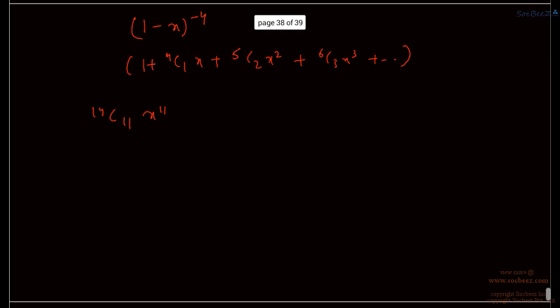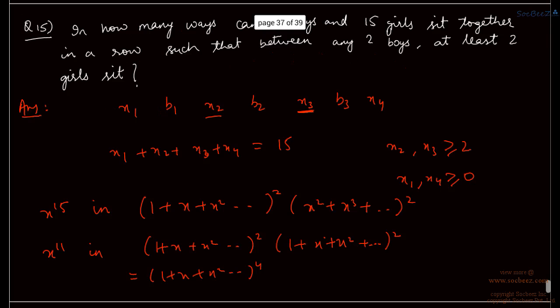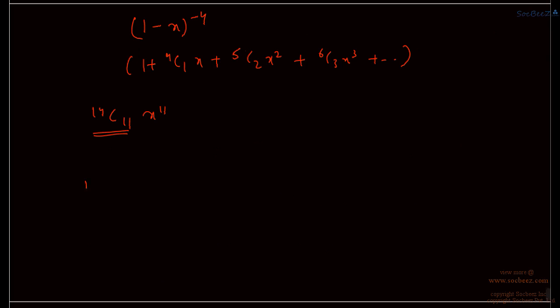Or this can be written as 14c11 for x power 11. So I need x power 11. The quotient is 14c11. So this is the number of ways x1 plus x2 plus x3 plus x4 can be taken such that x2 and x3 are greater than or equal to 2, and x1 and x4 greater than or equal to 0. But at the same time, these are actually 15 girls, so 15 different girls obviously, and the boys again are 3 different boys.